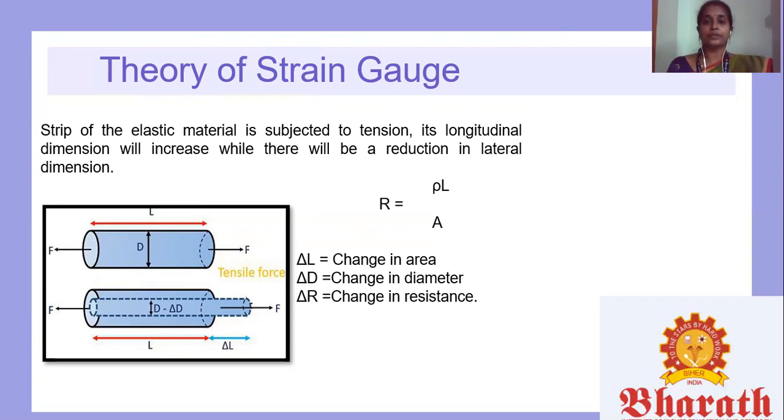Now, what will happen is it produces a positive strain, with the length increasing and the area decreasing. Thus, when the wire is strained, there is a change in dimension. Let del L be the change in length, del D be the change in diameter, and del R be the change in resistance.